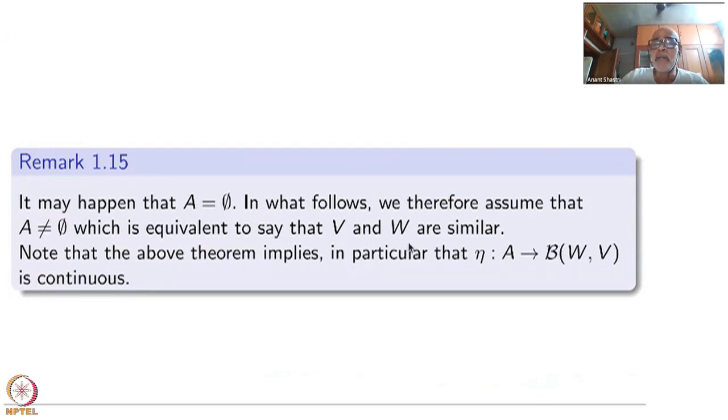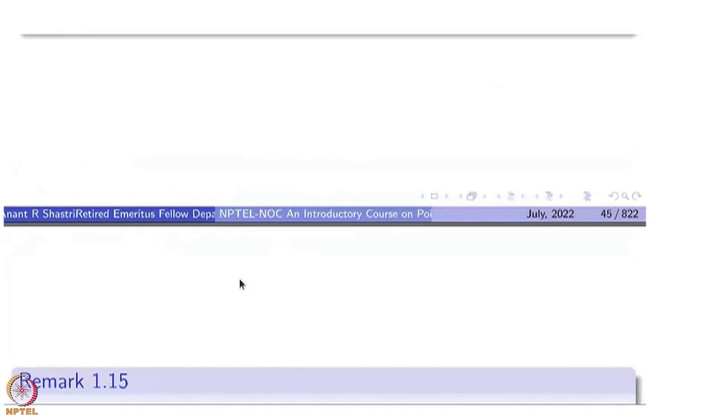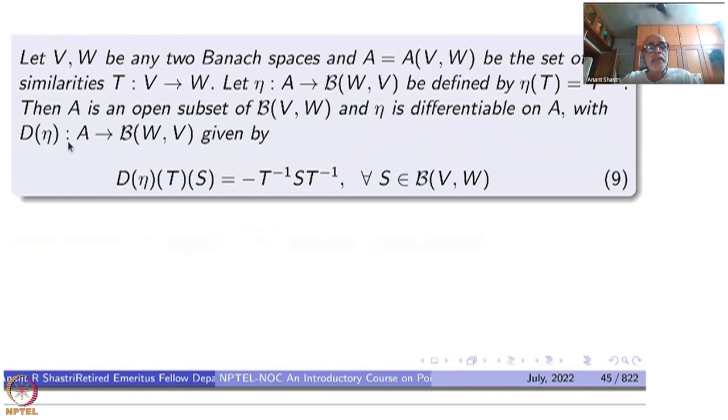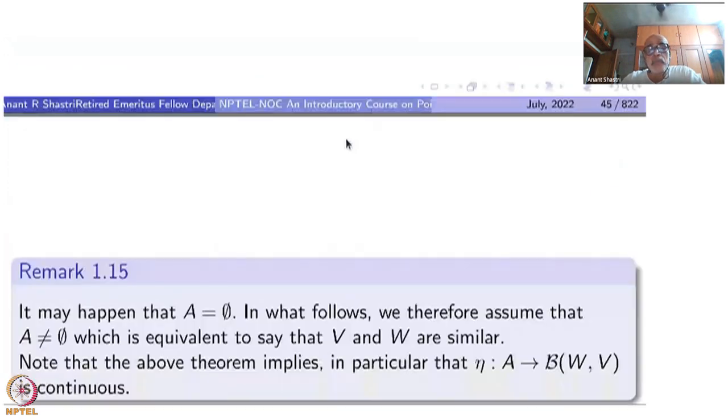That's a non-trivial assumption. Okay, the above theorem implies in particular that eta is continuous, because we have already remarked that any function which is differentiable at a point is continuous at that point. So we are going to prove that eta is differentiable on the whole of A. Therefore, it is continuous on the whole of A, which is not stated here, but it is an easy consequence of that. So we will use that also.